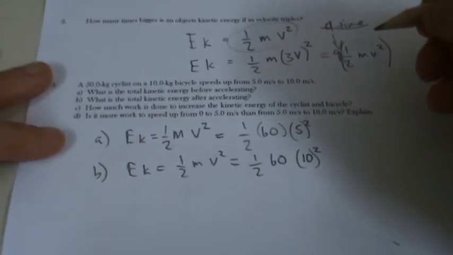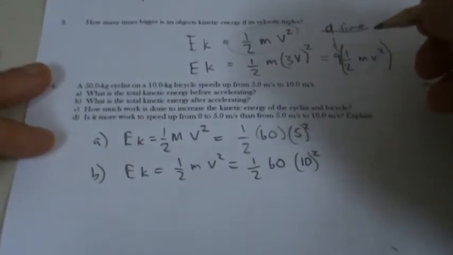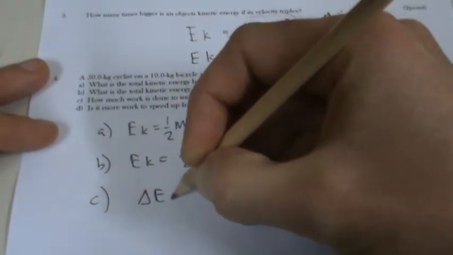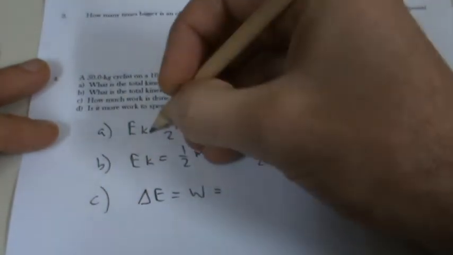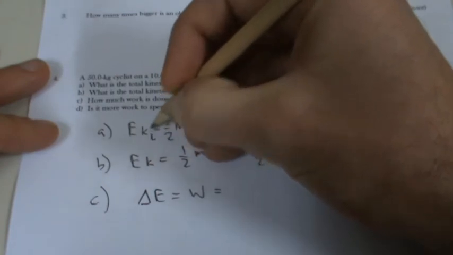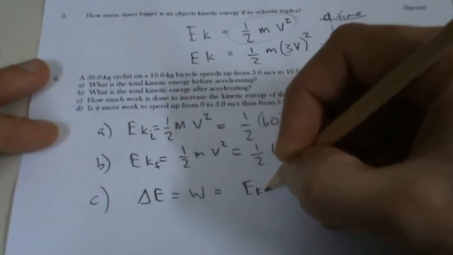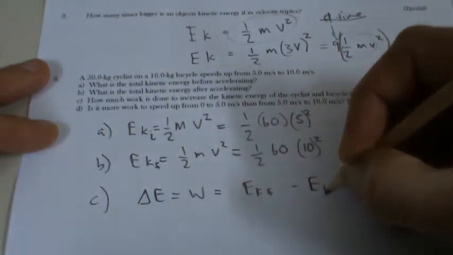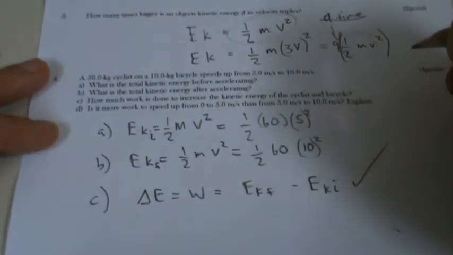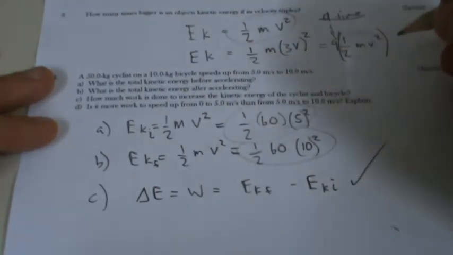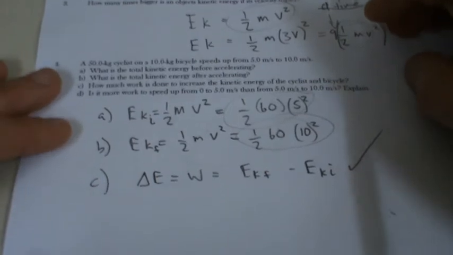How much work is done to increase the kinetic energy of the cyclist and the bicycle? To figure out the work done, you can use the fact that the change in energy is work. This is kinetic energy initial, this is kinetic energy final, so you take kinetic energy final minus kinetic energy initial, and that's how much work is done. You know these numbers, by the way; you just have to calculate them.